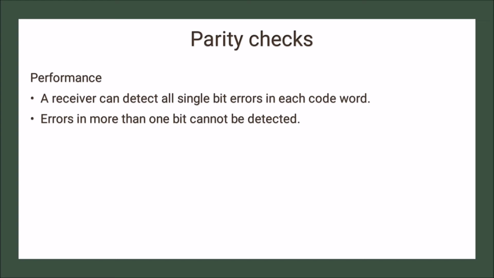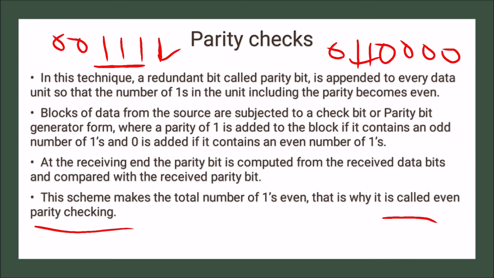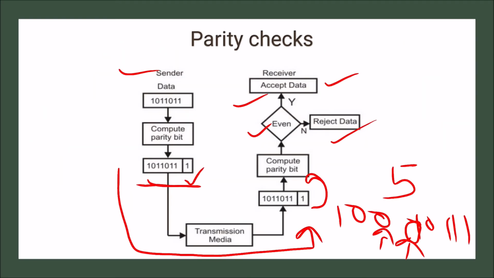In parity check, the concept is to make the number of ones even. That is why we call it even parity checking. If we count the total number of ones as an odd number, that is, the total number of ones should be odd at the end of the parity check, then this method would be odd parity checking.